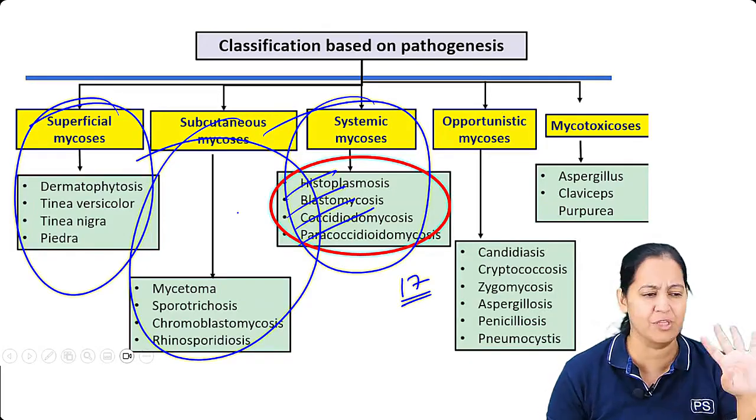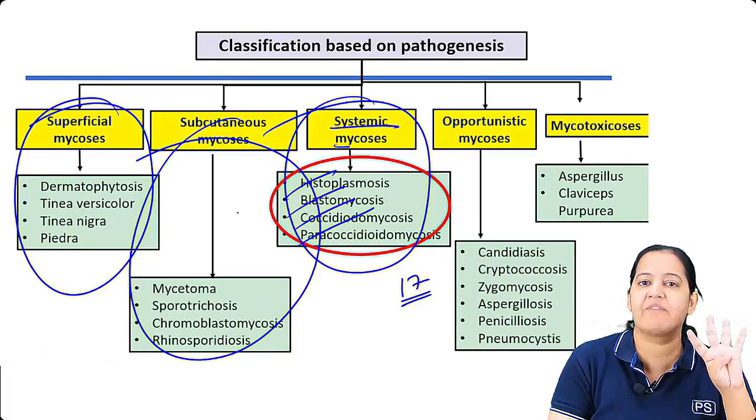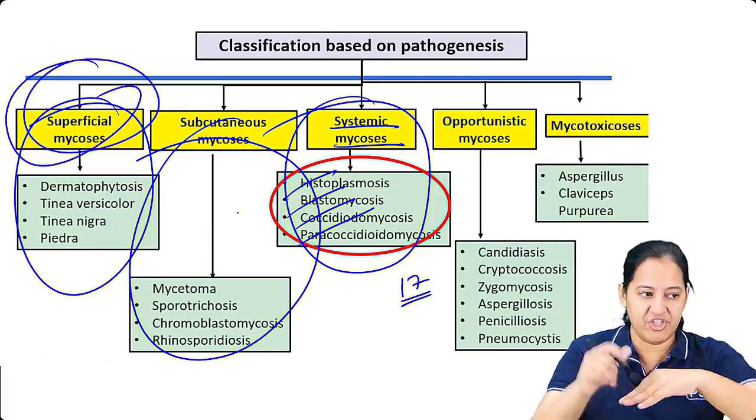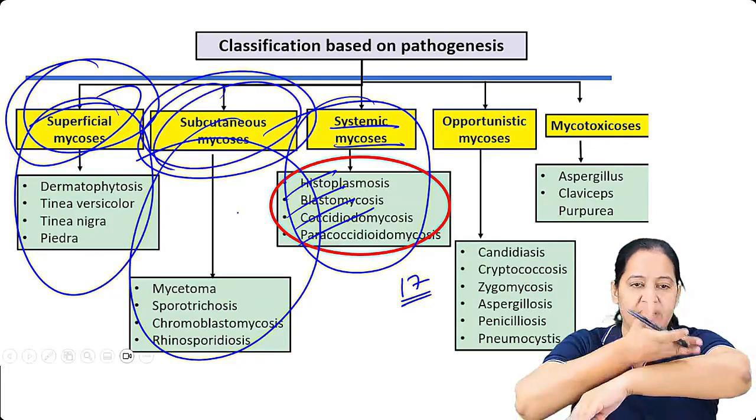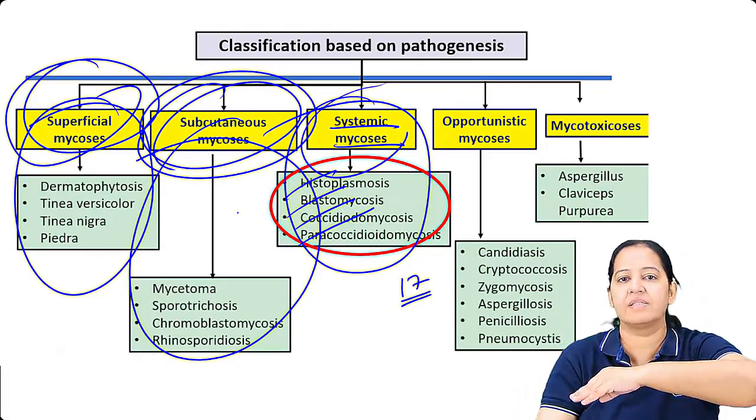I know it's very small. These all are systemic fungus. These were superficial, meaning they were involving the dead skin. These were subcutaneous, they were involving the subcutaneous layer. And now the fungus is deep in the blood.